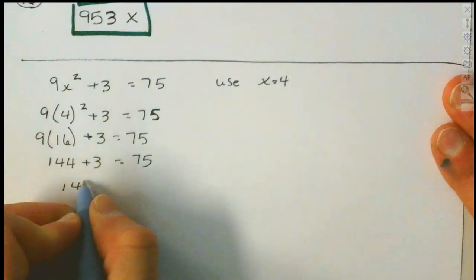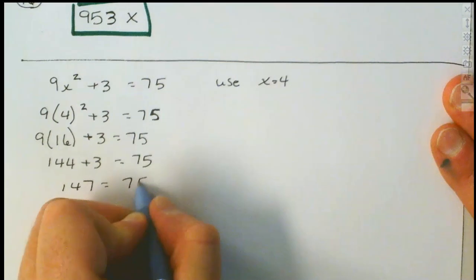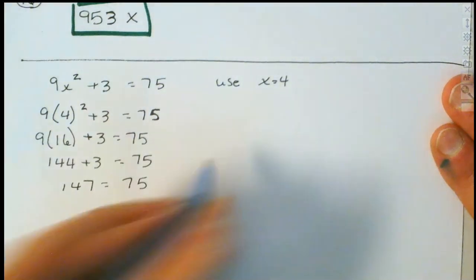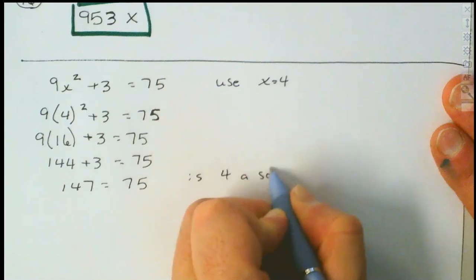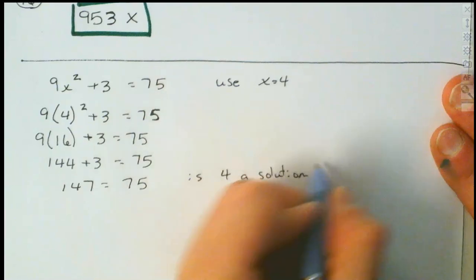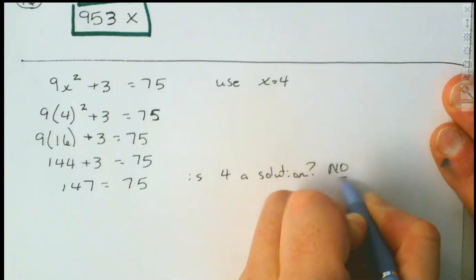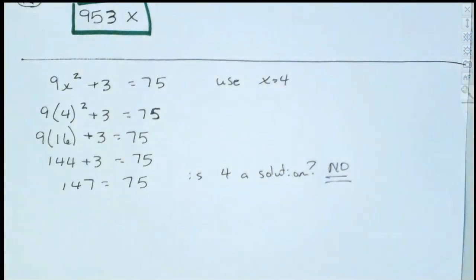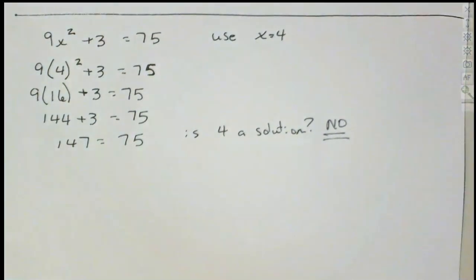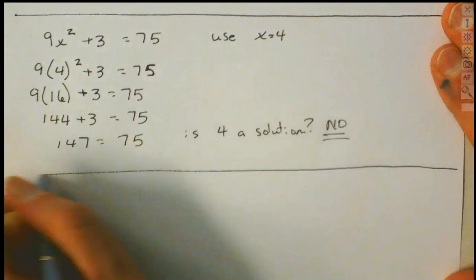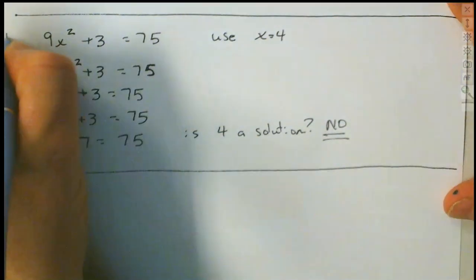And does 147 equal 75? No. So is 4 a solution? No. And that's all I want, is it is not a solution because the sides are not the same. And that was question 18.